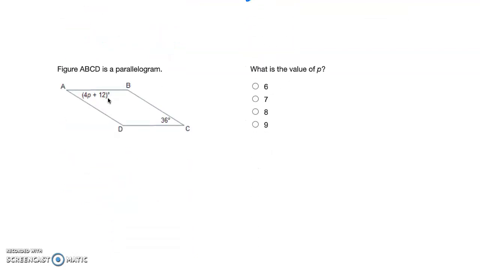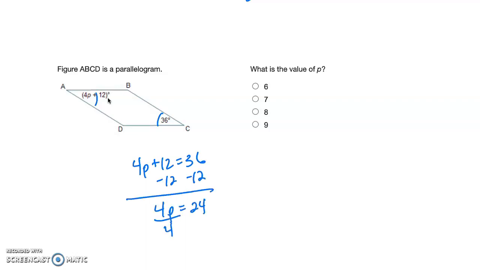What is the value of P? This is the same thing. Opposite angles are congruent, so 4P plus 12 equals 36. Subtract 12 from both sides, so 4P equals 24. Divide by 4, so P equals 6. That's what it's asking for.